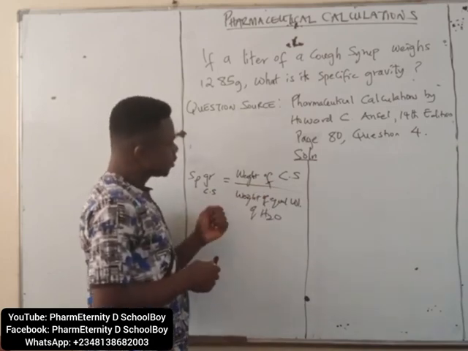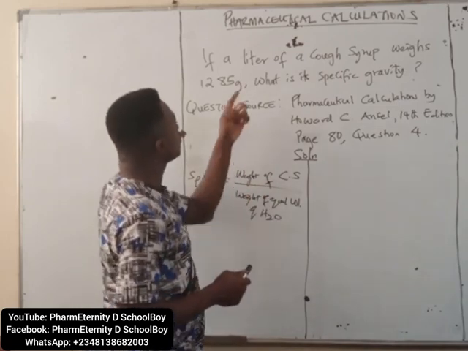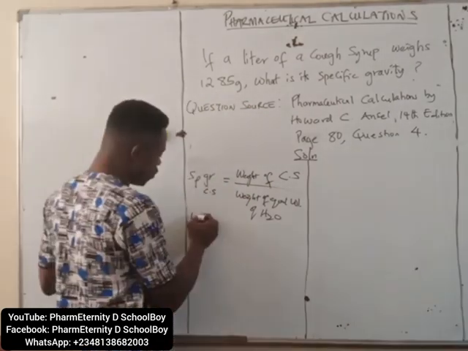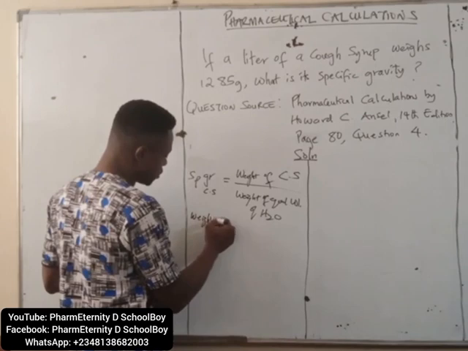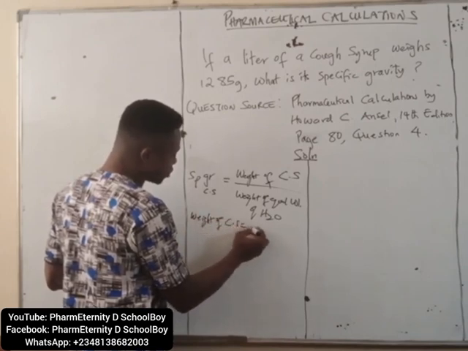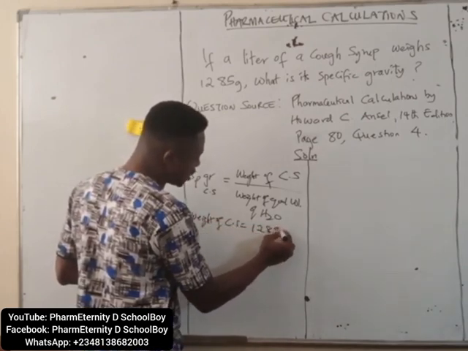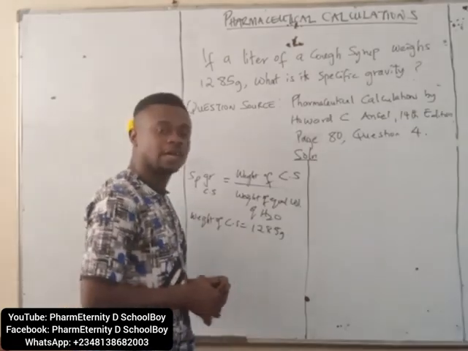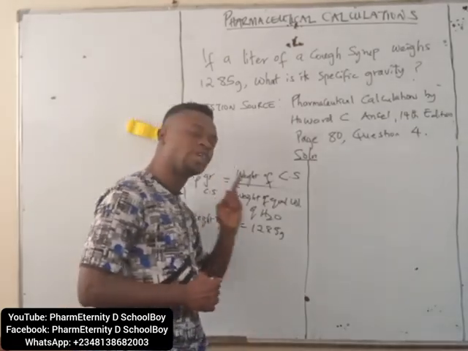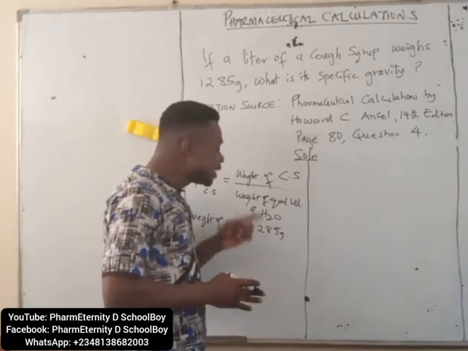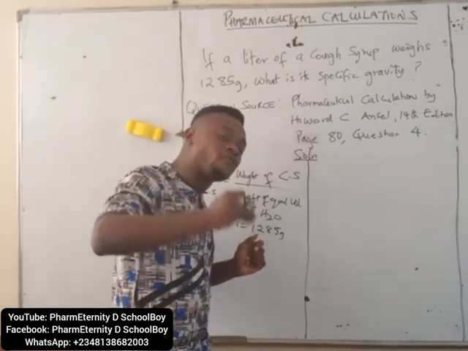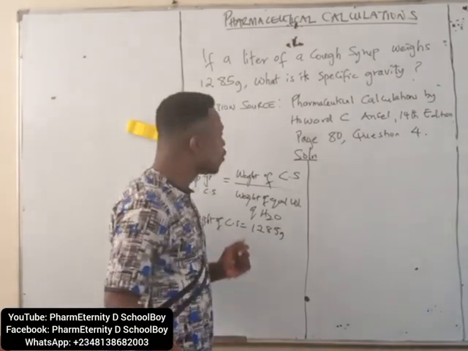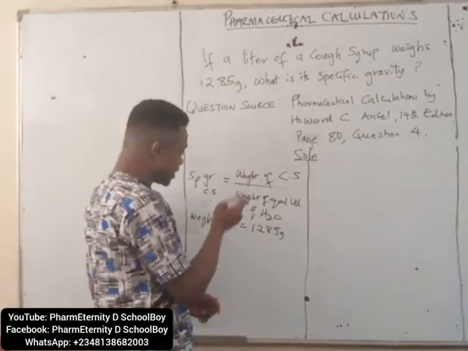Now, weight of the cough syrup, we are given the weight of the cough syrup to be what? 1,285 grams. So, weight of CS is equal to 1,285 grams. We are given that. Now, weight of equal volume of water. What is the meaning of this? Weight of equal volume of water. This means weight of water that has the same volume as this cough syrup, that is CS.